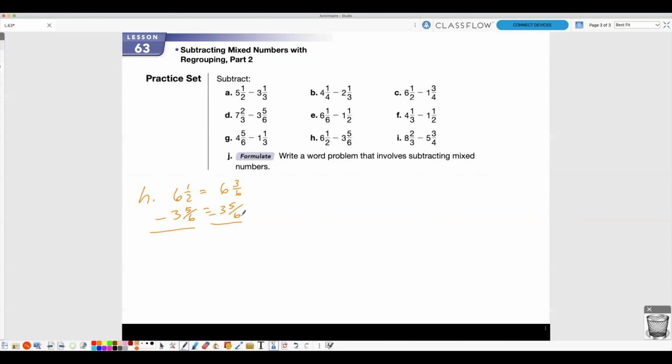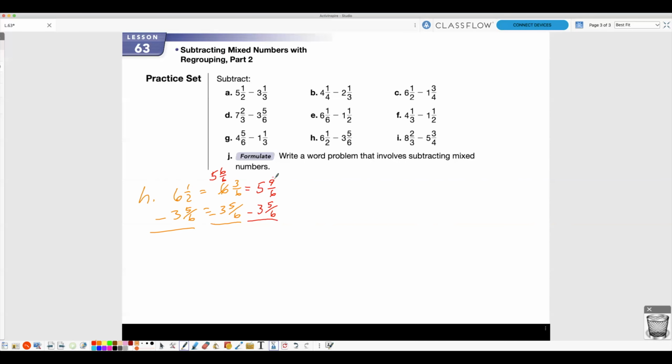And if I subtract that, it won't work. So I have to regroup or borrow. This needs to be the same as 5. It would be 5 and 6/6 plus the 3/6, so you'd end up with 5 and 9/6 there, because 3 plus 6 makes 9. And then you have 3 and 5/6 here.